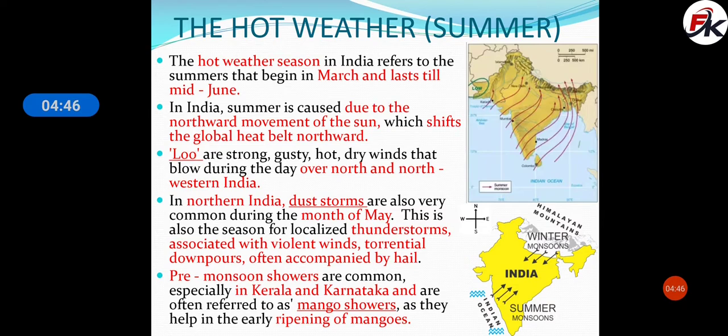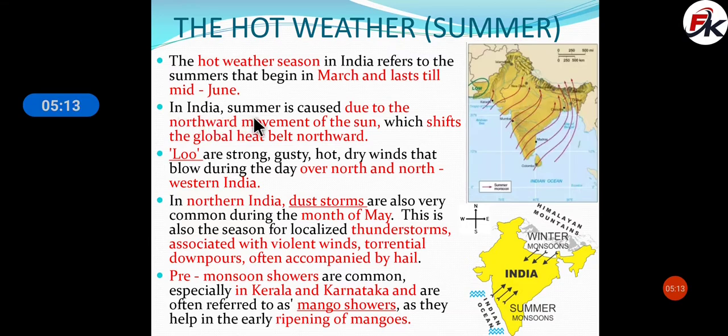So let us move to the hot weather, the summer season. The hot weather season in India refers to the summer that begins in March and lasts till mid-June, just after the winter season that ends in February.